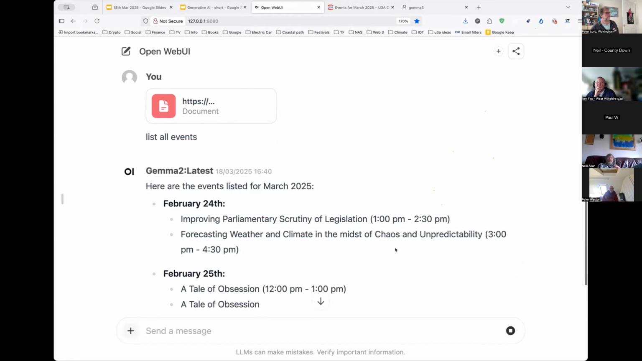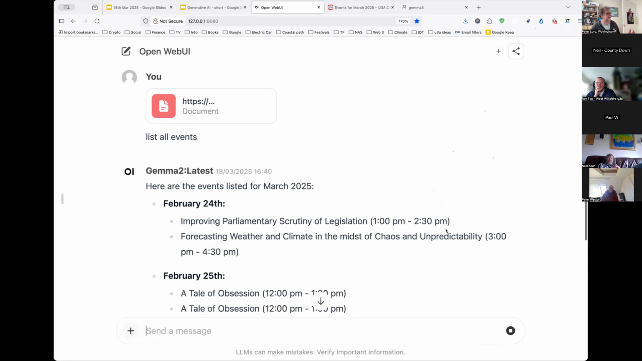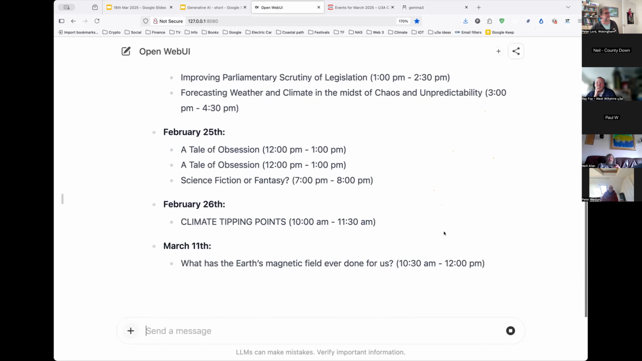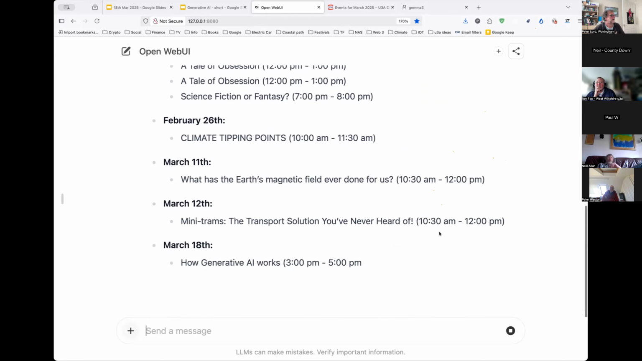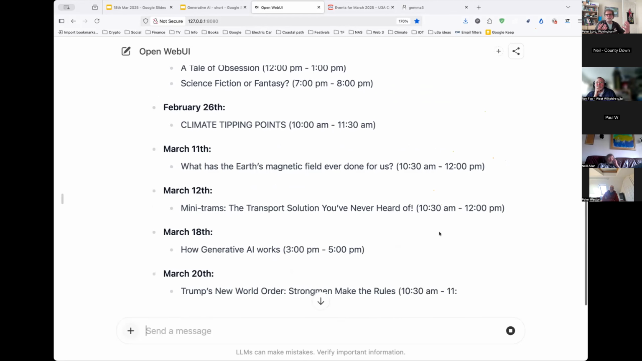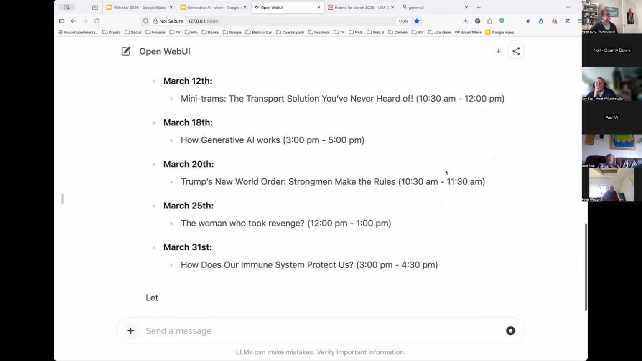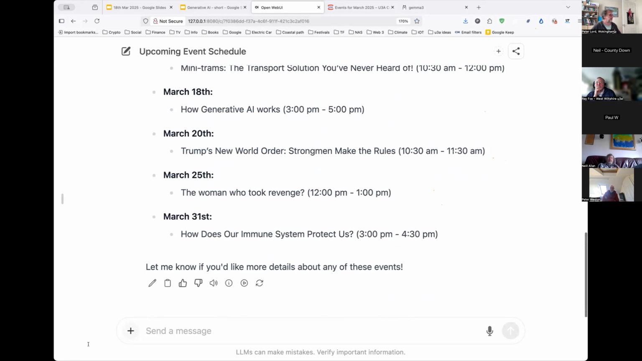Okay, so we can see that it's understood that web page. It's understood that it's a calendar, and it's extracted the events from that calendar. And you can use similar techniques to upload a PDF or even Word documents and things like that and query them. And we can query this. Let's just do that one. I'm interested in trains. What could I attend?